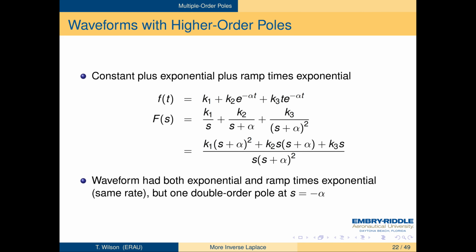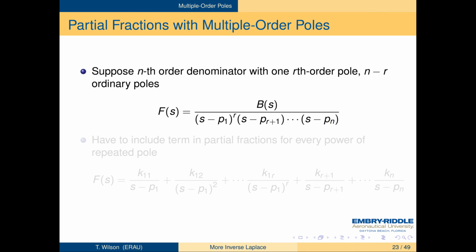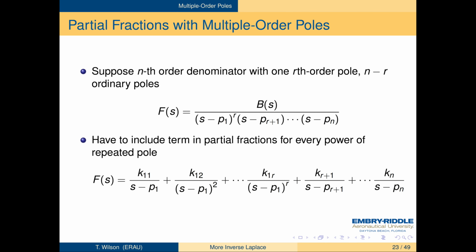So when we are given a proper rational function with a pole of order r, we have to include all powers of the pole in our partial fraction expansion. For each of the n minus r ordinary poles, we will have our ordinary residue, but there will be r terms for the pole of order r, from 1 over s minus p1 to 1 over s minus p1 to the rth power, each with its own coefficient.